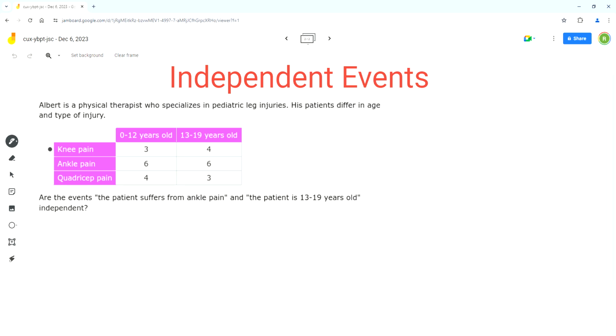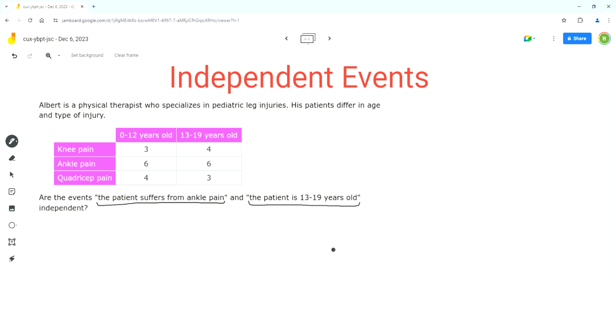So there are three types of pain and there are two age categories. So we have to find whether the event the patient suffers from ankle pain and the other event the patient is 13 to 19 years old are independent.